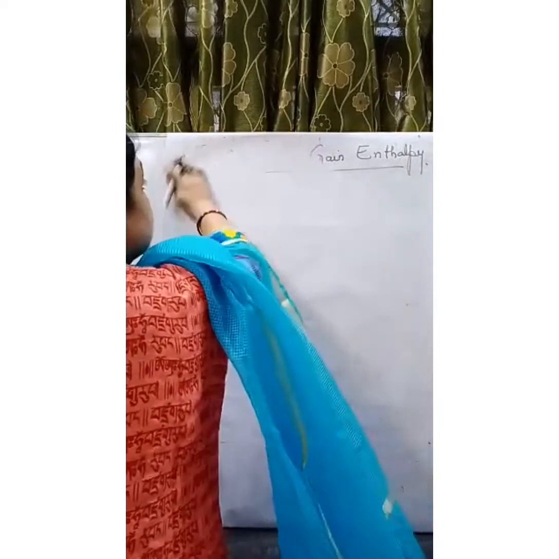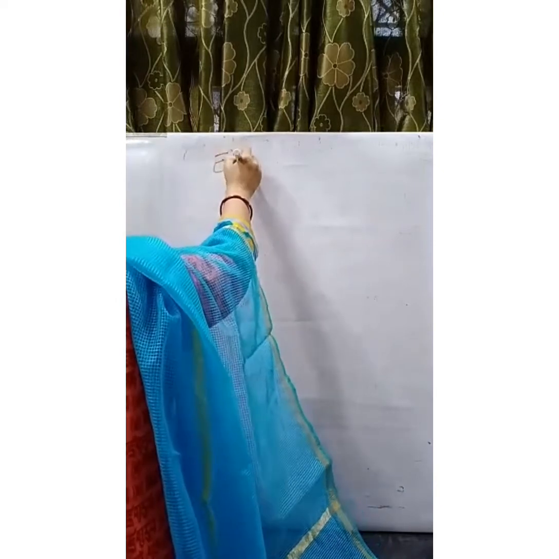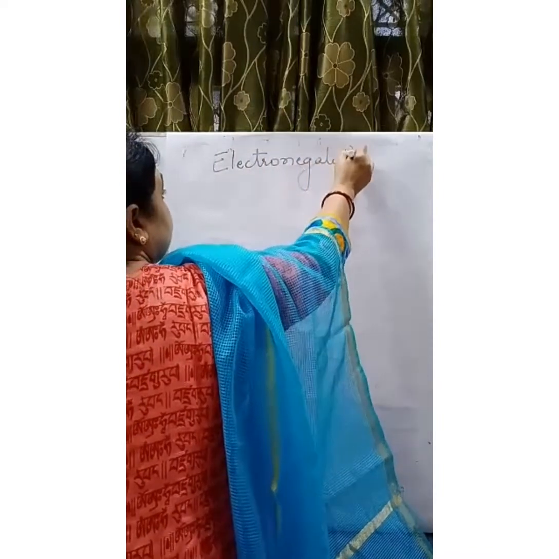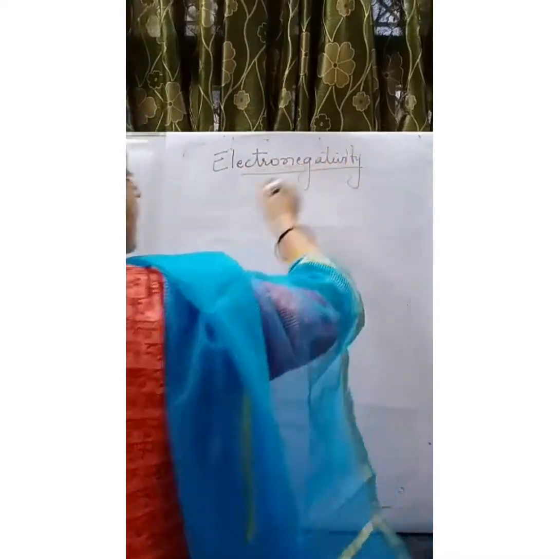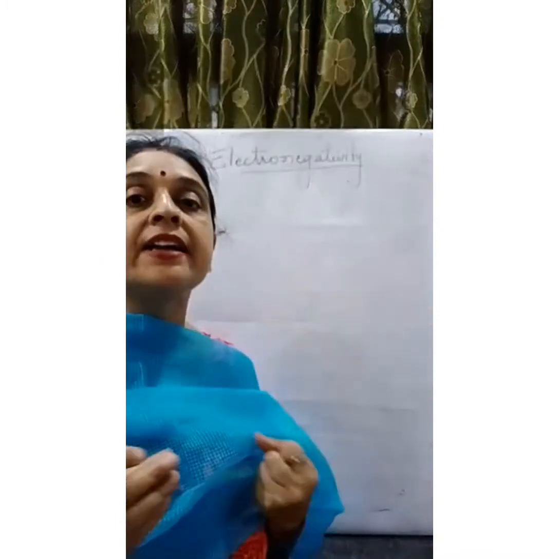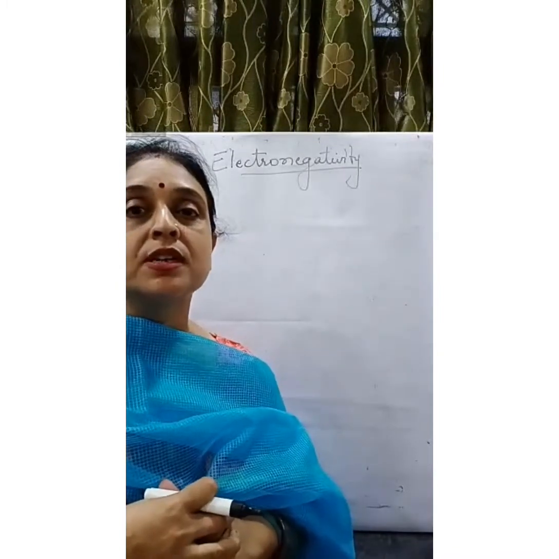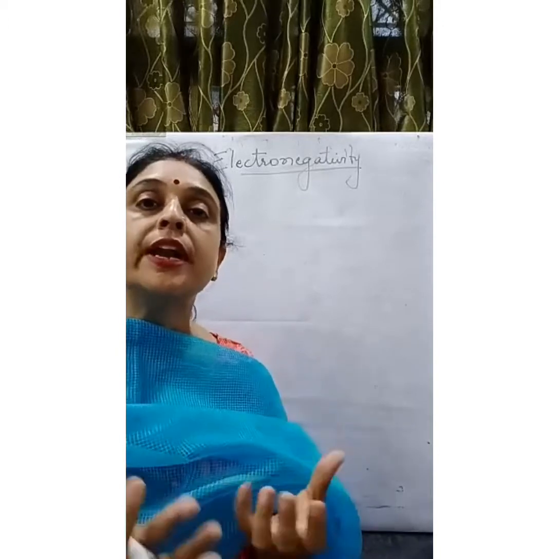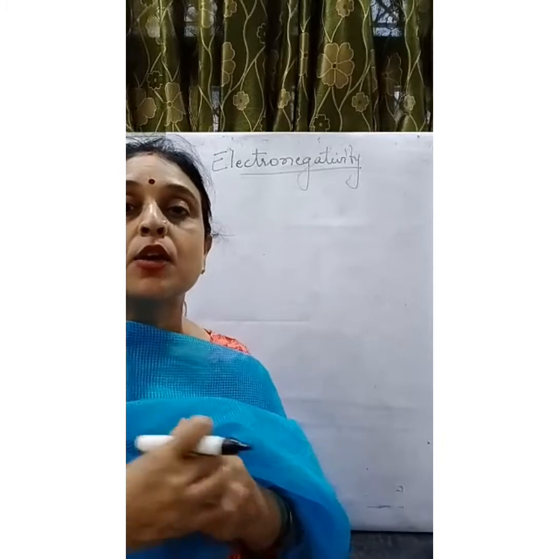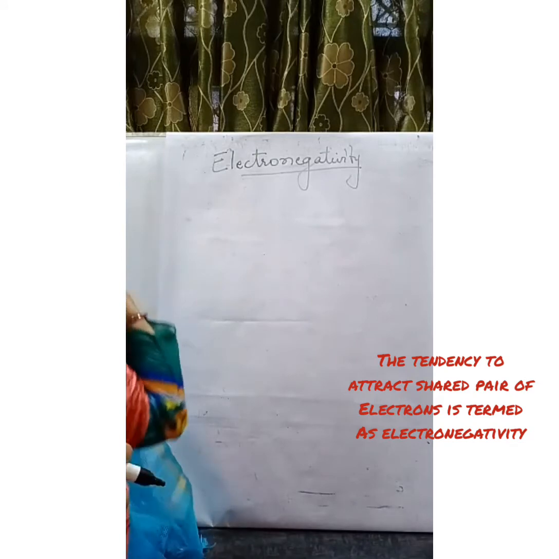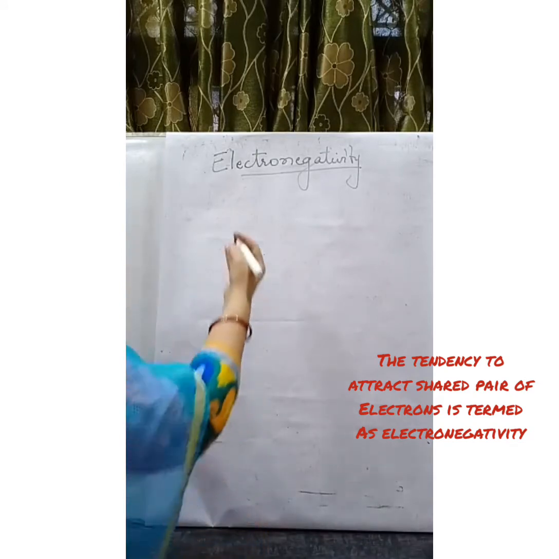Let us move on to the next property, which is electronegativity. Electronegativity is defined as the tendency to attract the shared pair of electrons towards itself. Just pulling the electron cloud towards itself. A more electronegative atom pulls the electron cloud towards itself. So electronegativity is the tendency to attract a shared pair of electrons towards itself.